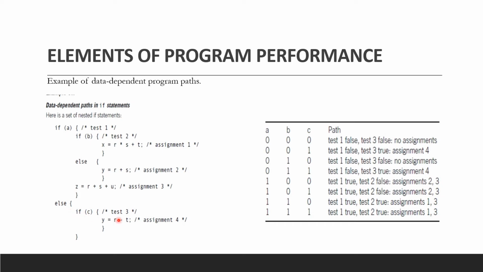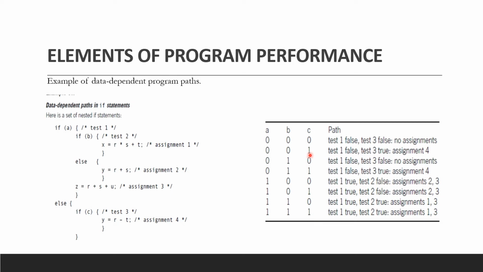Here test case 3 is also false. Why? Because here C is 0. So, A is 0 and C is also 0, which means it will not execute test 1 as well as test 3. So, both are false. So, there is no assignment to execute. So, it will go to the next case.